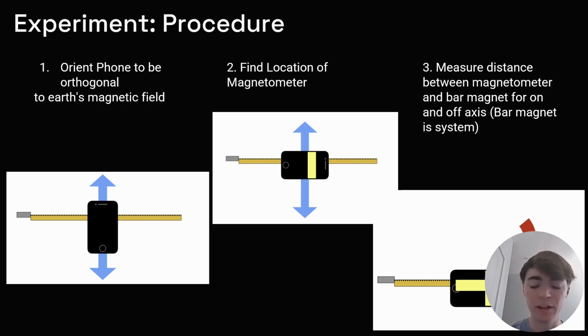Now, for the experiment and its actual procedure. First, you start by orienting your phone to be orthogonal to the Earth's magnetic field. And you do this on the yardstick next to the magnet as shown there. And then you find the location of the magnetometer by using tape to isolate the actual spot in the phone where it's located. And you measure the distance between magnetometer and bar magnet for on and off axis, where the bar magnet is the system and everything else is the surroundings. And you do this at multiple distances to collect a data set for both on and off axis.